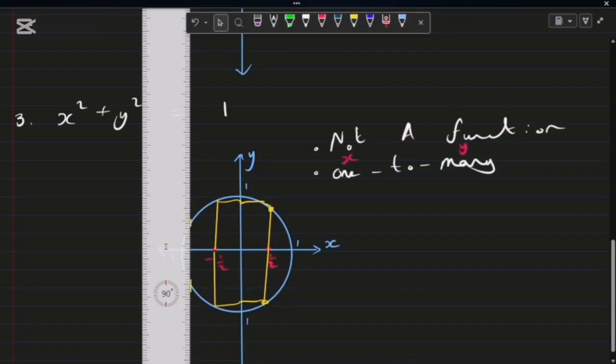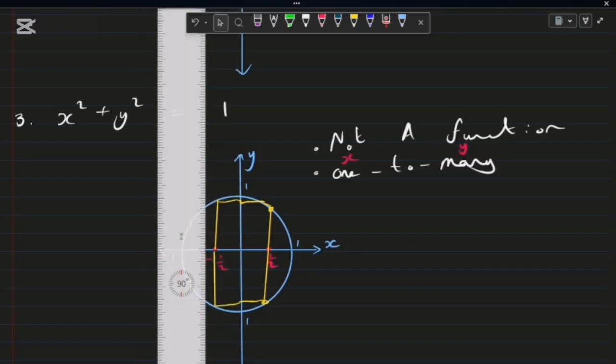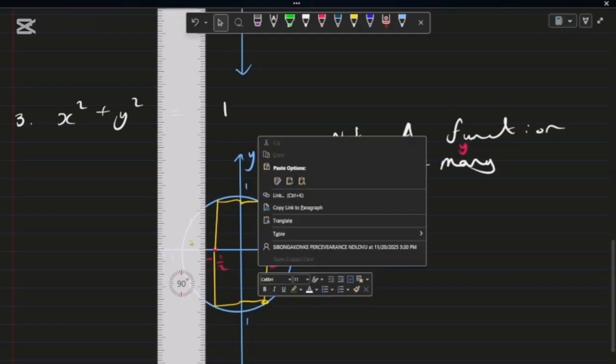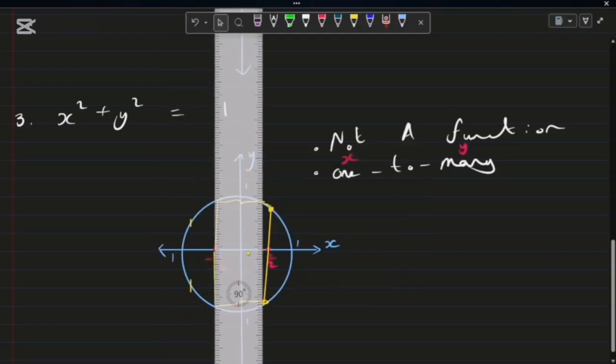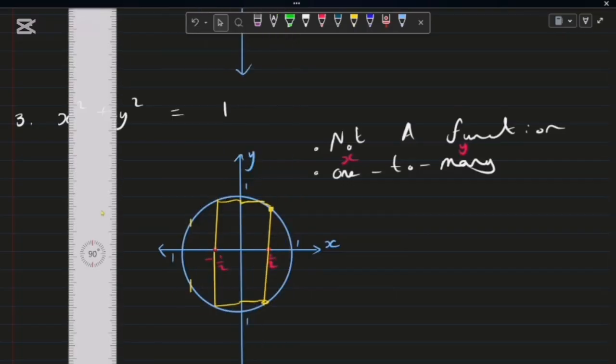Okay, and at this point as well, it's true. You could see the graph is touching the vertical line at 2 points in one instant, and that is not a function. The same can be seen there, and so forth. So that is one way of checking if the graph that you have is a function or not, by performing what we call a vertical line test.